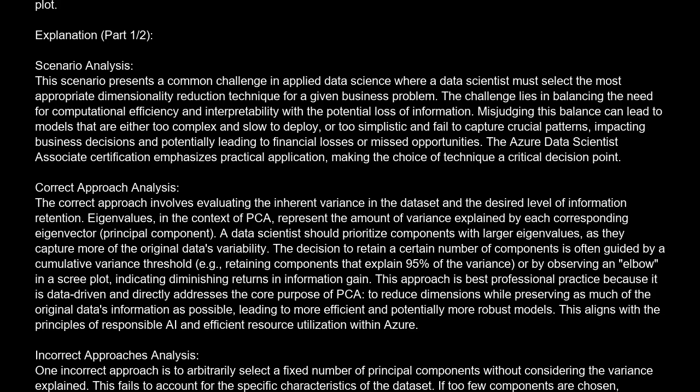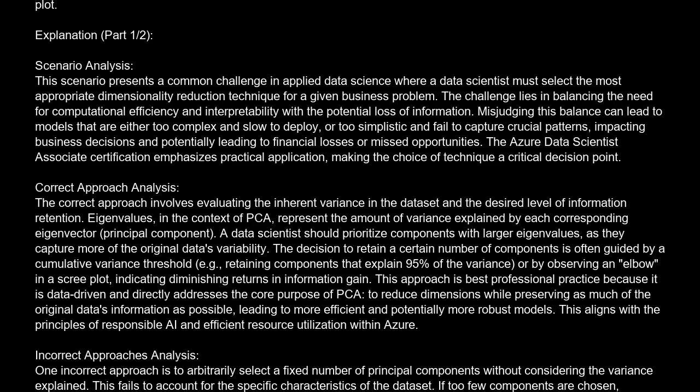Correct answer is D. The cumulative proportion of variance explained by the selected components and the observed elbow point in a scree plot. Explanation. Scenario analysis. This scenario presents a common challenge in applied data science, where a data scientist must select the most appropriate dimensionality reduction technique for a given business problem.